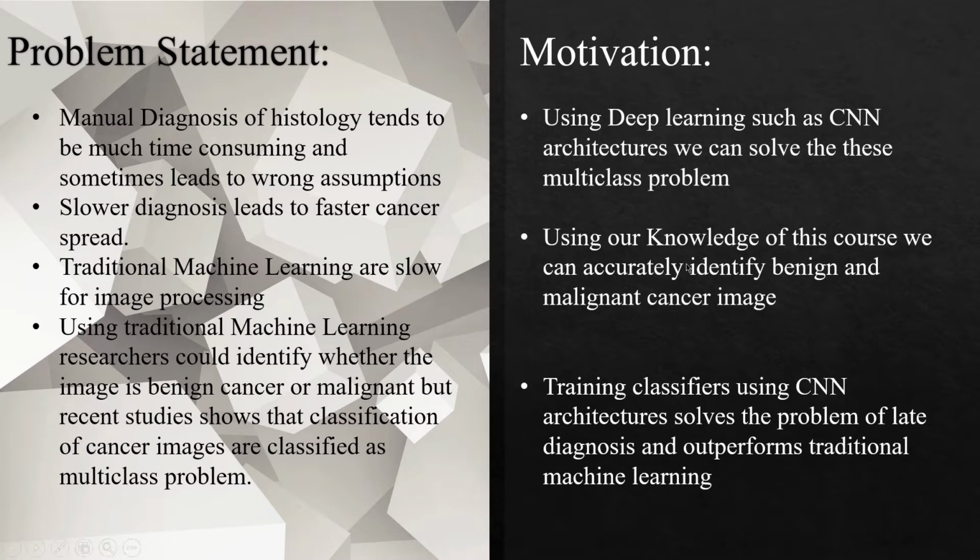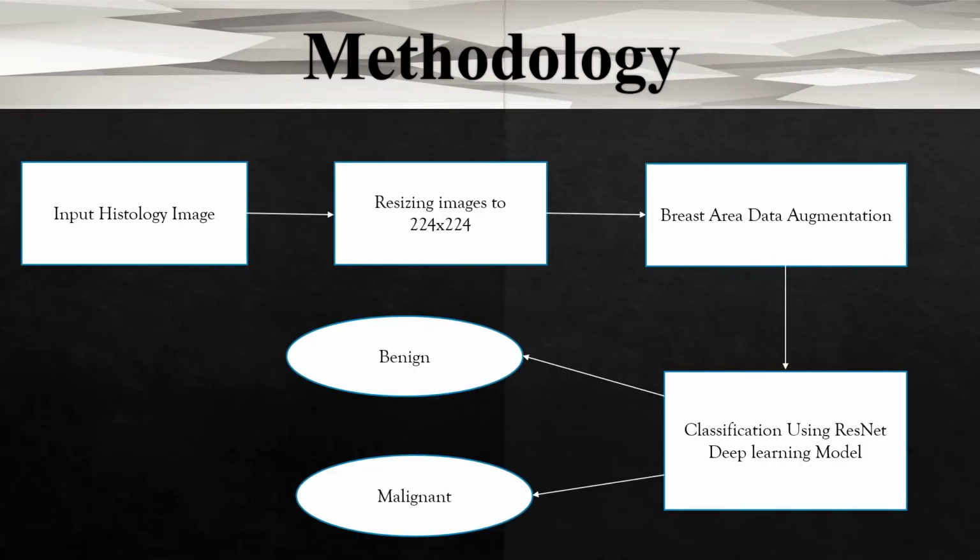So using our knowledge of the course, we built a classifier using CNN architecture to accurately identify benign and malignant cancer images. So training classifiers using CNN architecture solves the problem of diagnosis and late diagnosis and outperforms traditional machine learning techniques. So here I will describe the rest.